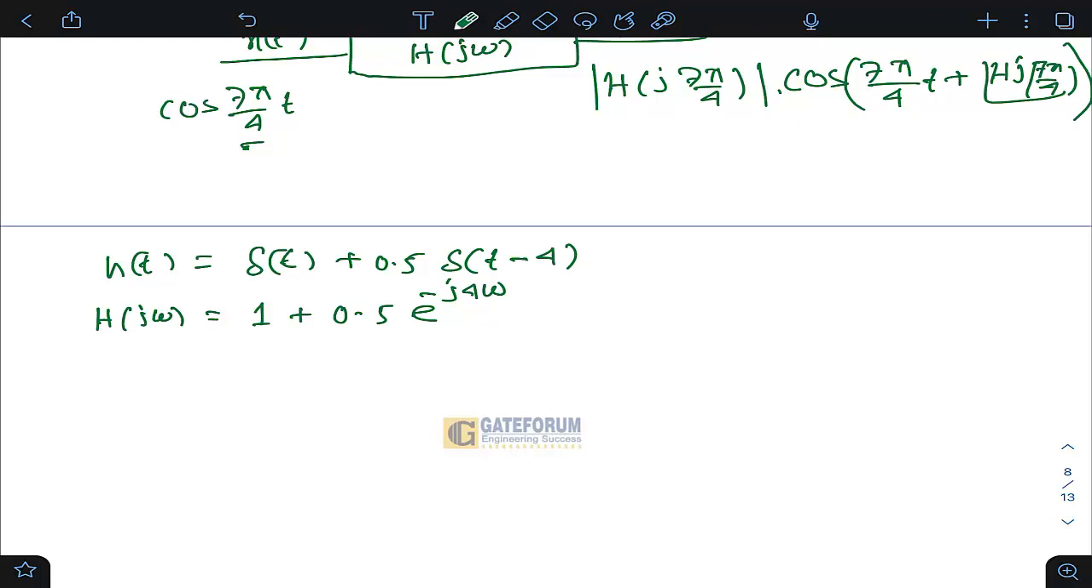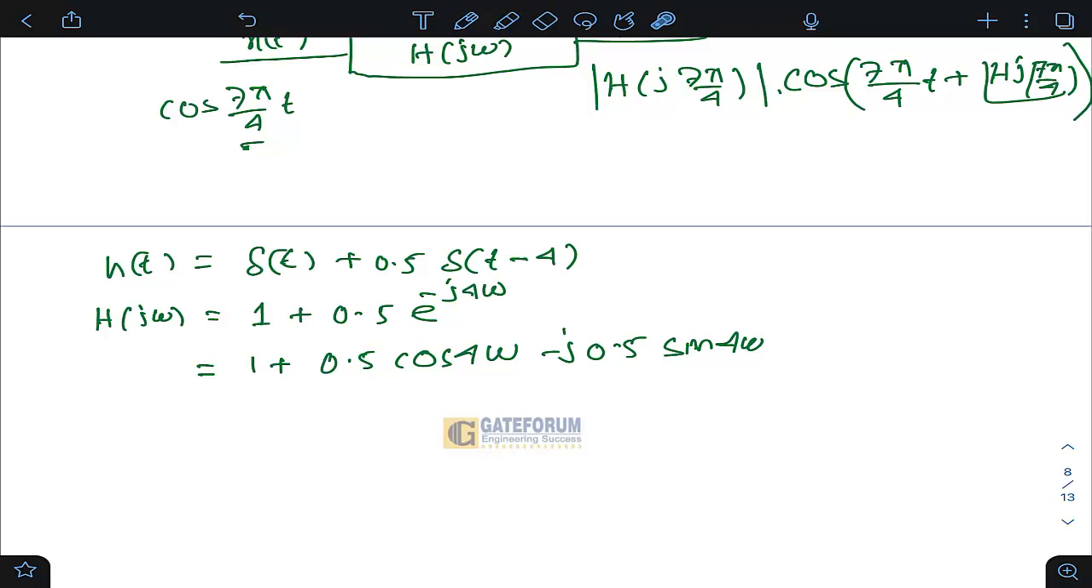Yes or no? So now if I expand it, I get 1 plus 0.5 cos of 4 omega minus 0.5 sine of 4 omega. But here you have a j sine, because e raised to power j theta is cos theta plus j sine theta. So 0.5 cos 4 omega minus j 0.5 sine 4 omega.